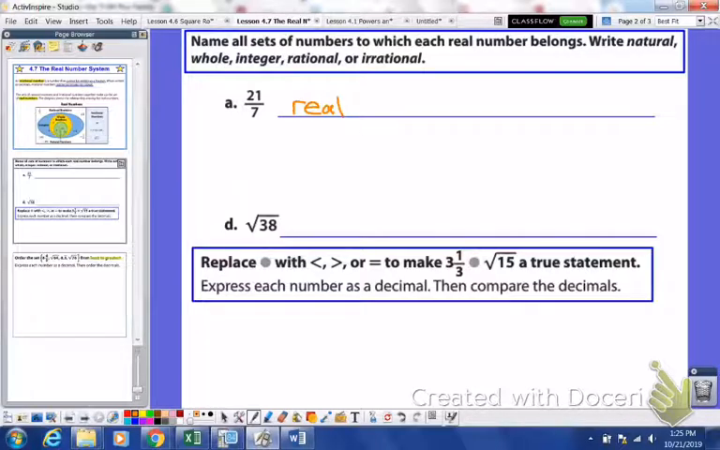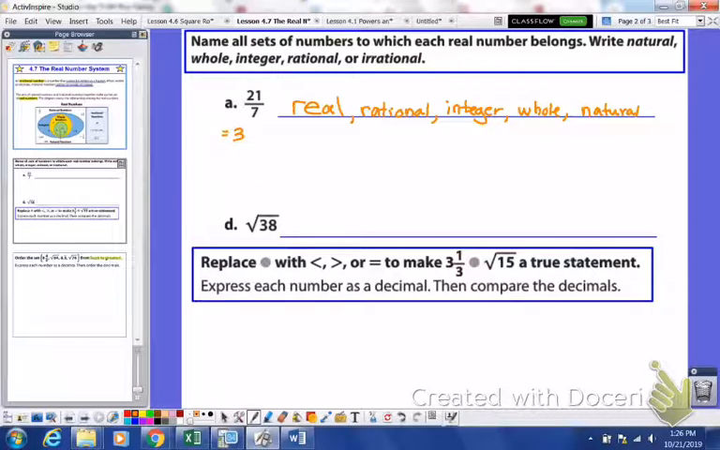Now, 21 over 7. In this case, 21 divided by 7 is 3. So we're really classifying 3. So 3 can be written as a fraction, obviously, because it is a fraction to start off with. So that tells me it is rational. There are no decimals, so that tells me it is an integer. There are no decimals and it is positive, so that tells me it is whole. And then last but not least, it is a counting number, so that means it is natural. So it's everything in the list except for irrational, because again, it can only be rational or irrational.